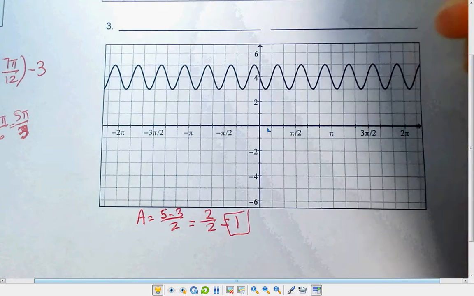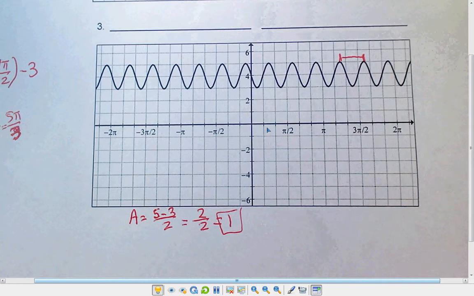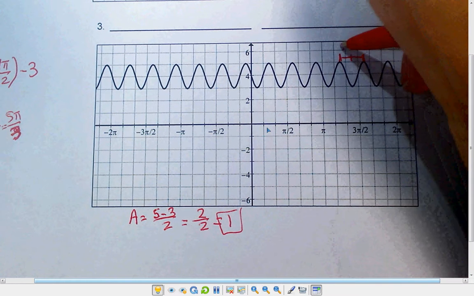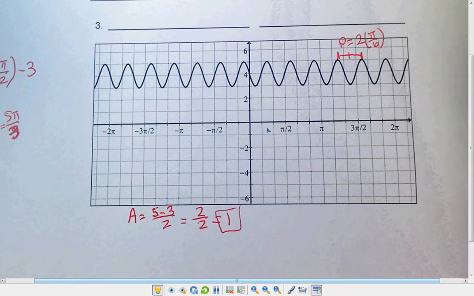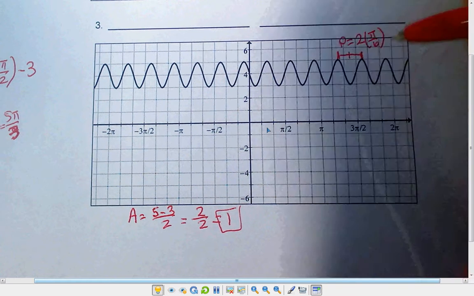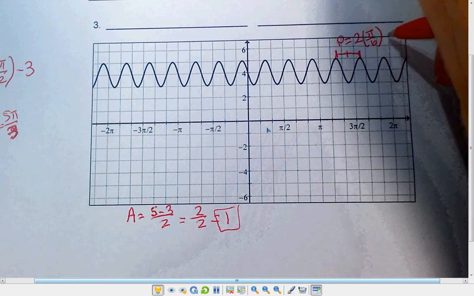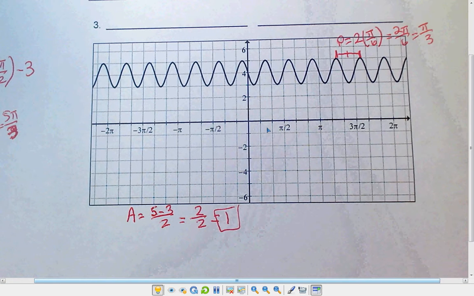Let's find our period. So from one top to the other top of a hill. In this case, it is 2 spaces. So 2 spaces means we're multiplying 2 times pi over 6. Because down here you can tell that each space is pi over 6. This gives us 2 pi over 6, which is the same thing as pi over 3.